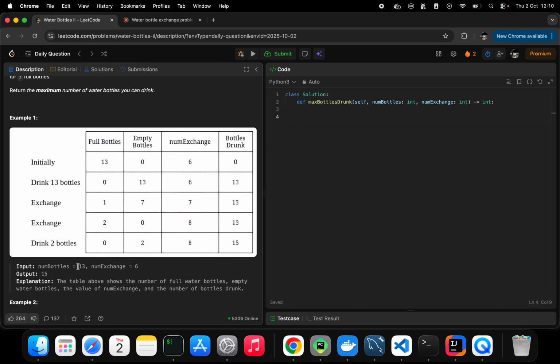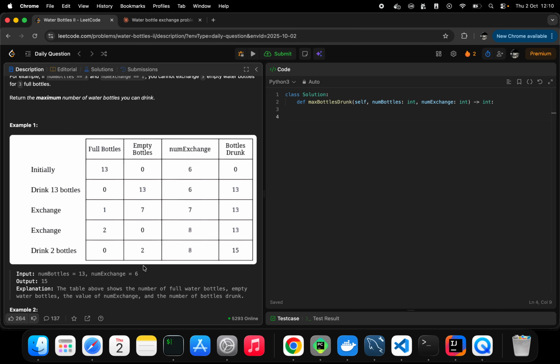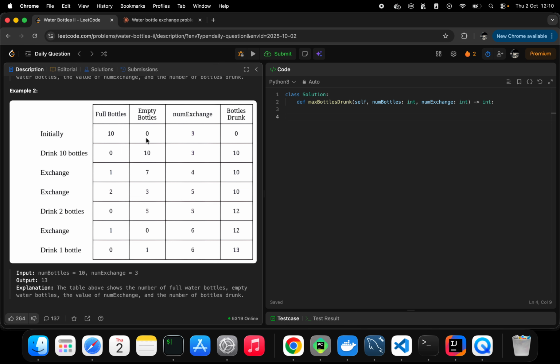So we start with 13 water bottles and the exchange rate is 6. We cannot exchange all. Say if we have 13, we cannot exchange 12 bottles. We can only exchange 6 bottles at a time. Okay, fine. Similarly, in this case we have 10 full bottles and numExchange 3.